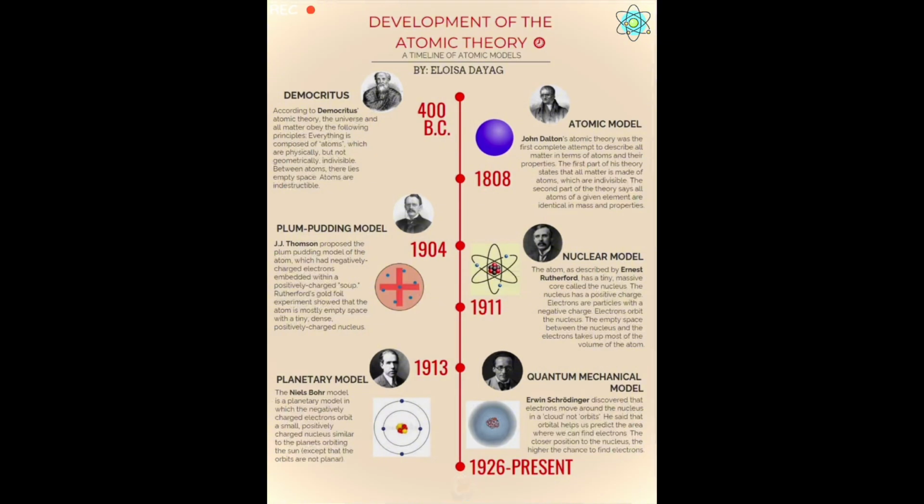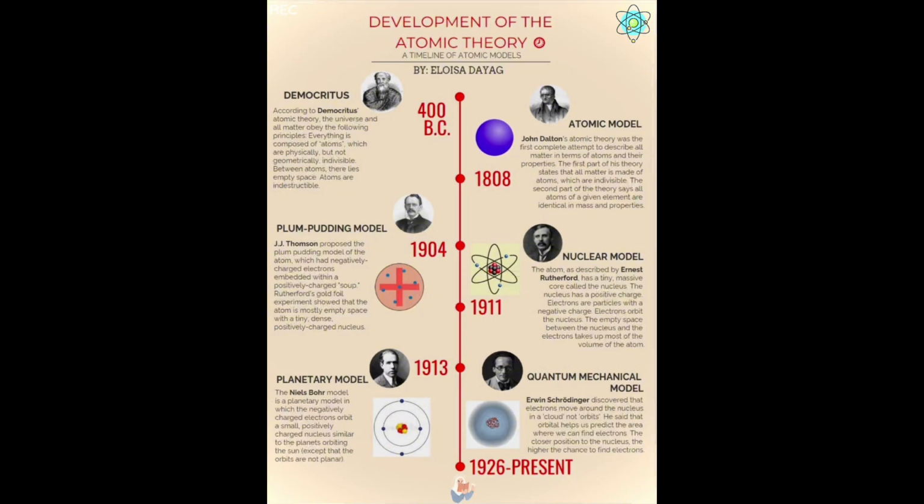I think you know why the nucleus is positively charged, because the nucleus has protons and neutrons inside it. The neutrons have no charge, protons have a positive charge, so the overall charge of the nucleus is positive. After 1904, in 1911, not much time after, Ernest Rutherford came up with the nuclear model.